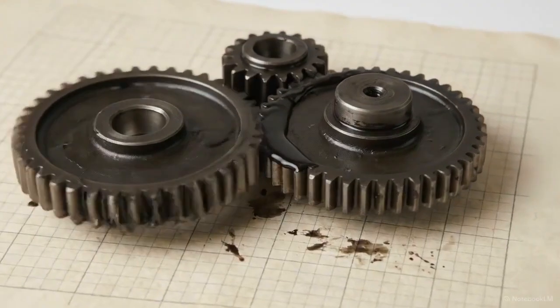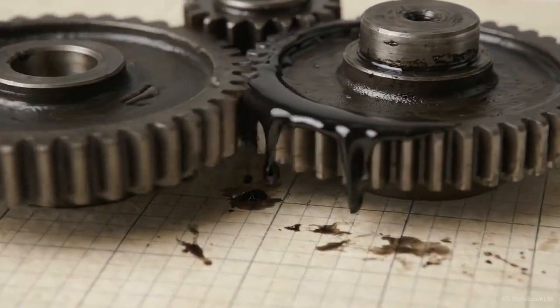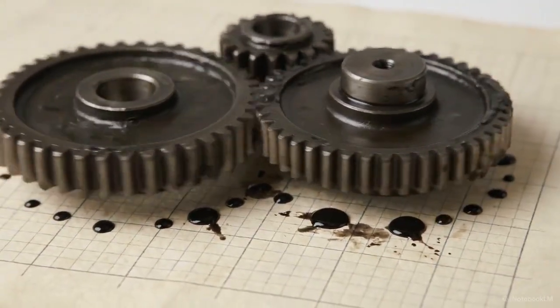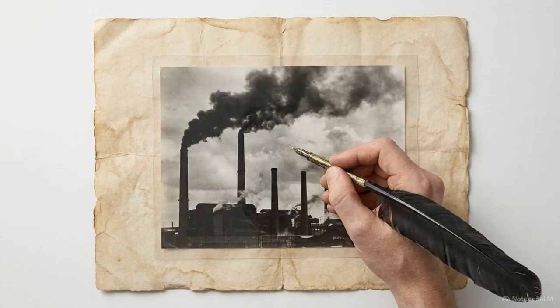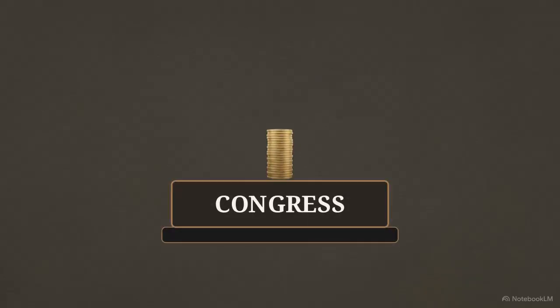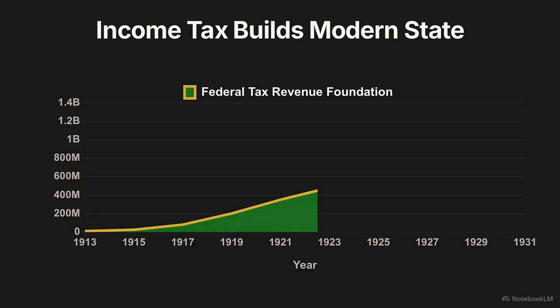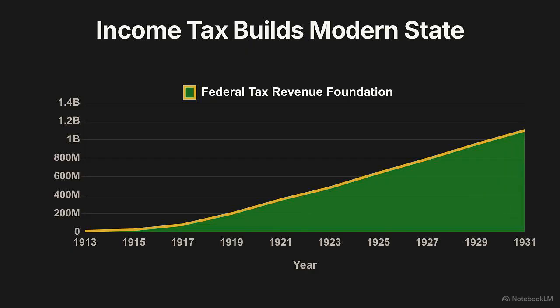Beyond expanding human rights, the government's structural machinery was struggling to keep pace with the demands of the 20th century. By the late 1800s, Congress needed a reliable way to fund a modernizing industrial nation. They passed an income tax, but the Supreme Court blocked it, ruling Congress lacked the proper authority. In 1913, the 16th Amendment bypassed the court's interference entirely. It explicitly granted Congress the power to collect taxes on income, laying the financial groundwork for the modern state.